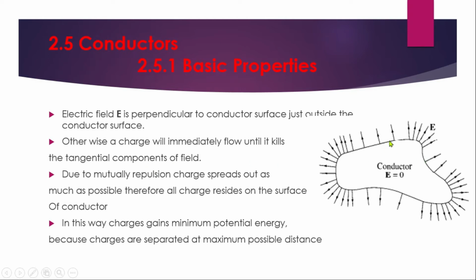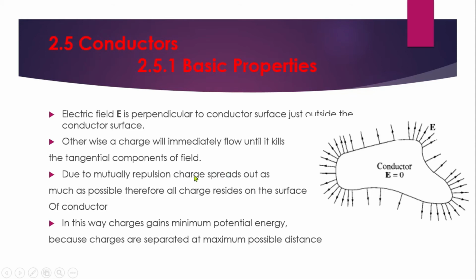If it were a tangential electric field, then due to this tangential electric field, the charges would start to flow on the surface of the conductor, and there would be no static charges inside the conductor, which means that the current will be flowing on the surface if the tangential component is not 0.